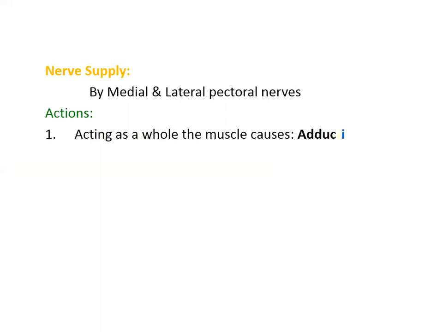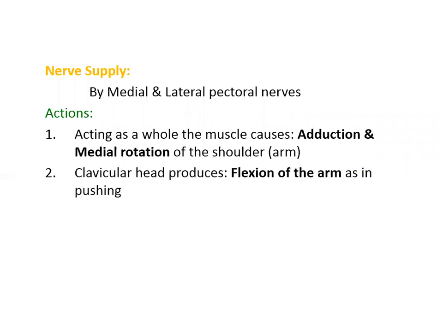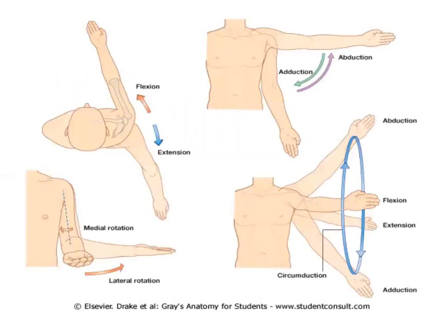What are the actions which will be done by this muscle when this muscle contracts? Acting as a whole, the muscle causes adduction and medial rotation of the shoulder. You might be knowing what is adduction and medial rotation. I will show you. Then the clavicular head helps in the flexion of the arm as in pushing. Let me show you the pictures. So this is called flexion. This is the extension, this is the flexion.